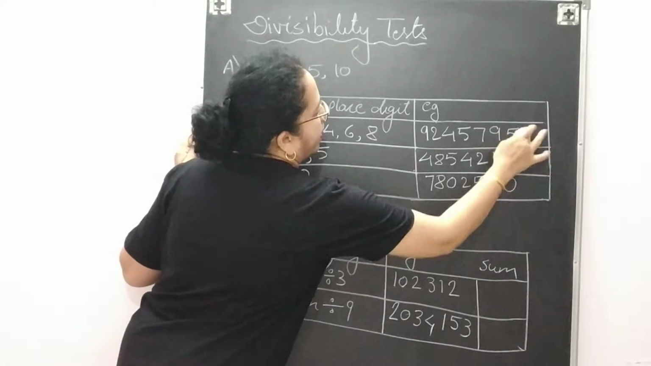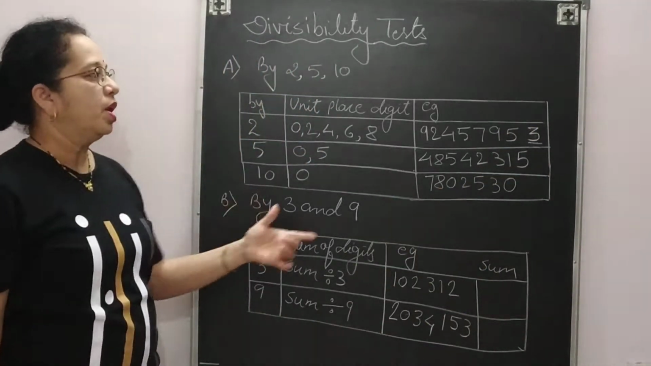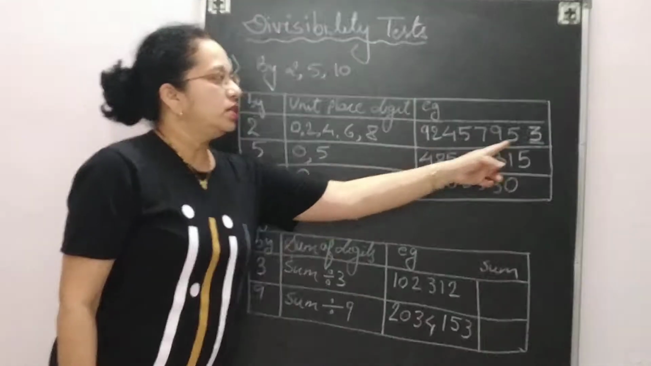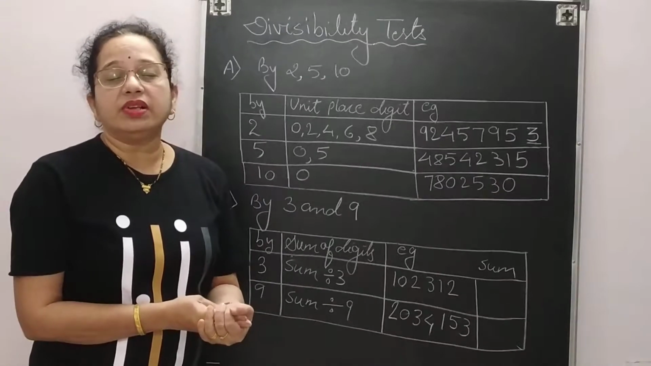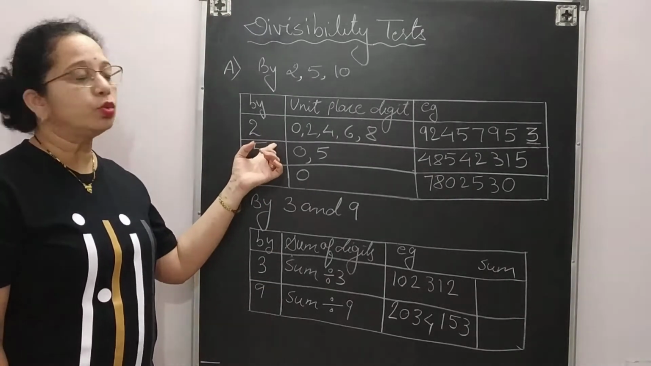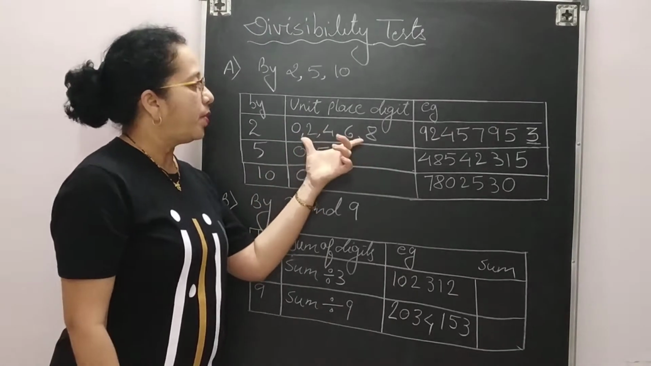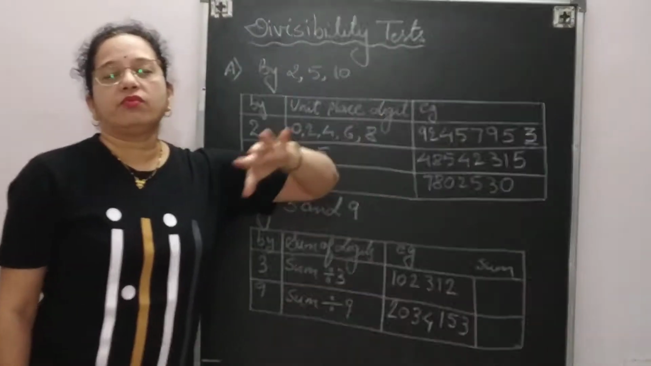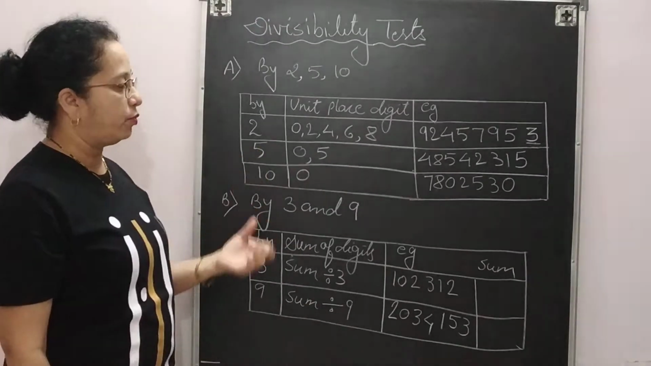Suppose again I will make change and my unit place digit is 3, and again my question is, is the number divisible by 2? So what we say? Since the unit place digit is 3, the given number is not divisible by 2. Why? Because the divisibility test of 2 says unit place digit should be 0, 2, 4, 6, 8. Apart from these, if any other number is there in the unit place, the given number will not be divisible by 2.